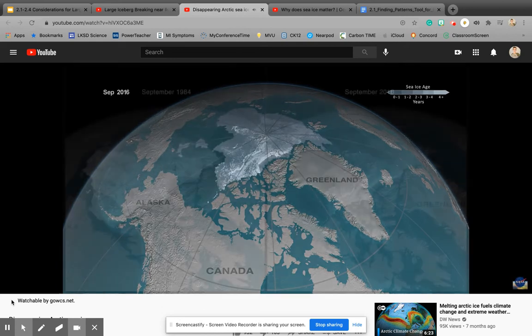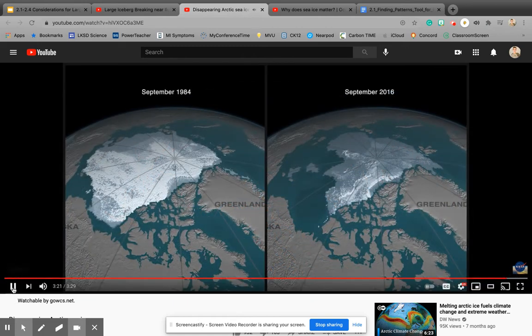Which is crazy to think about now, the Arctic is dominated by younger and thinner ice.